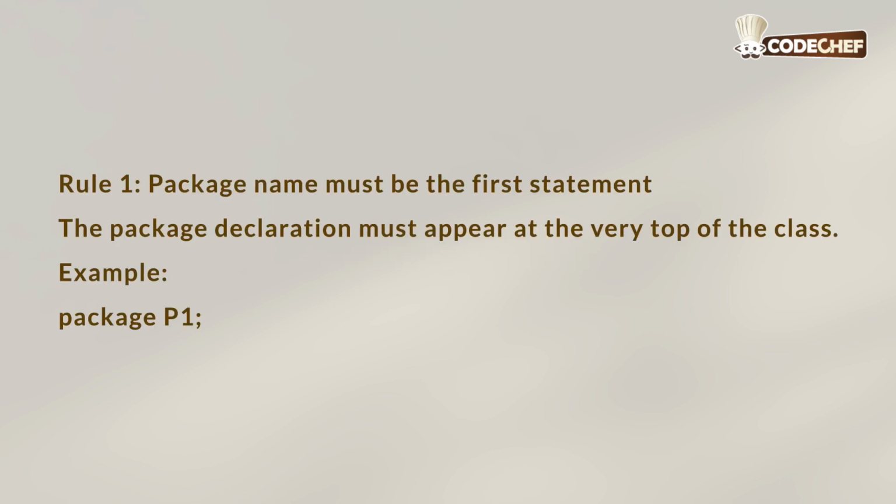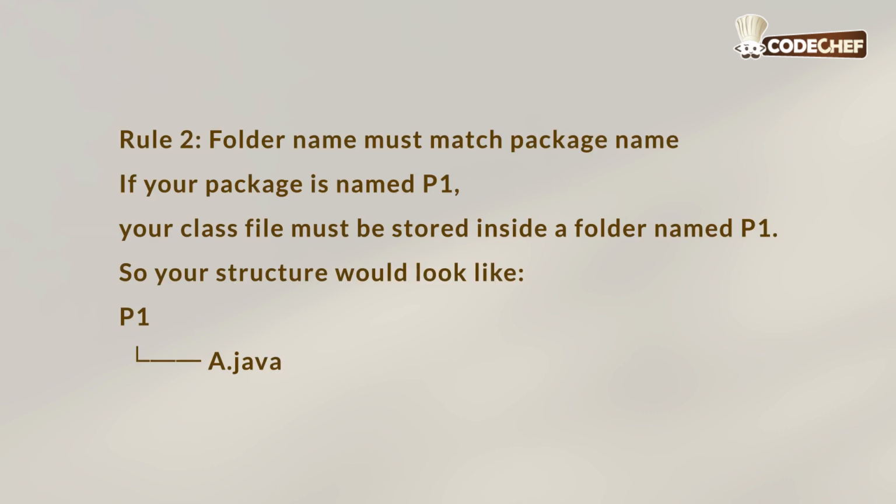Now let's talk about the steps to create a package. There are a few important rules to follow when creating a package. First rule, the package name must be the first statement. The package declaration must appear at the very top of the class. For example, package P1. Rule number 2, the folder name must match the package name. So if your package is named P1, your class file must be stored inside a folder named P1. This is an example of how your structure would look.